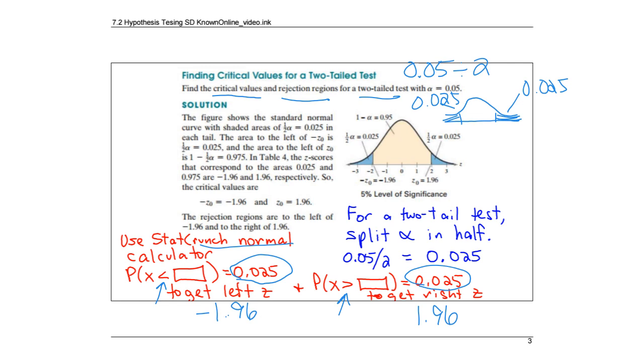What's going to happen with a two-tailed test is that these ends are my rejection regions. And so if I am less than negative 1.96, I'm going to reject. If I'm greater than 1.96, I'm going to reject. So these are my rejection regions. In the middle is going to be my do not reject region.